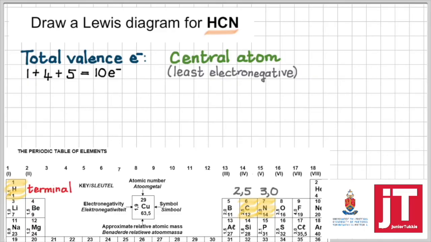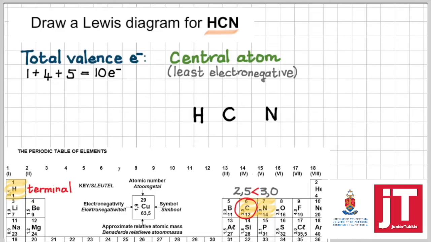We find that carbon has an electronegativity of 2,5, while nitrogen has an electronegativity of 3. Since 2,5 is smaller than 3, we know that carbon will be the central atom of this molecule. We write down the symbol for carbon and then place the hydrogen and nitrogen atom on either side.